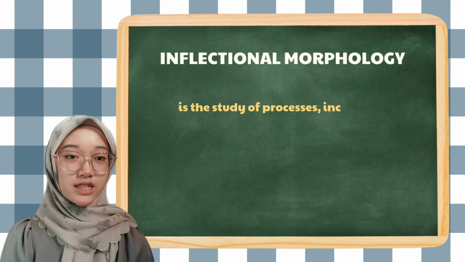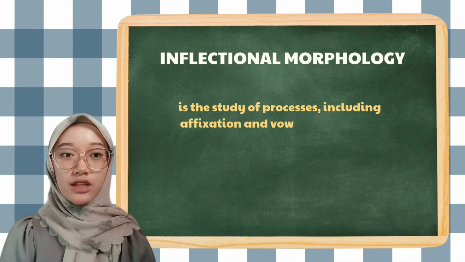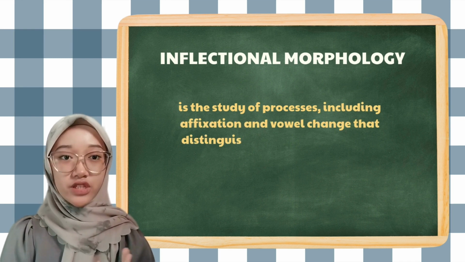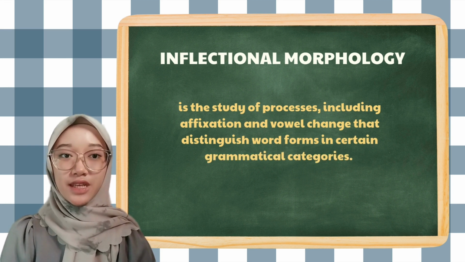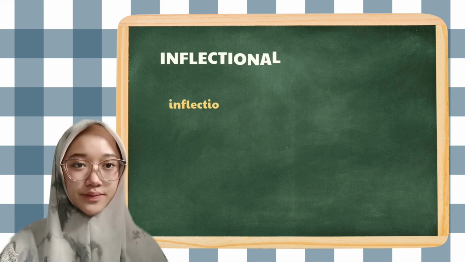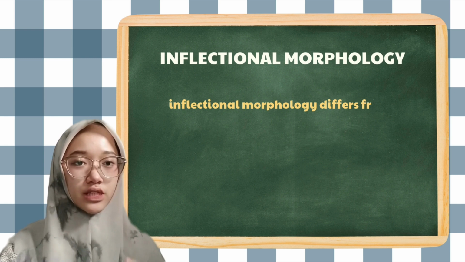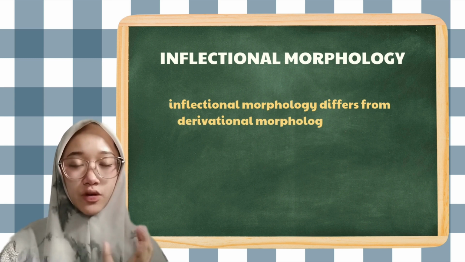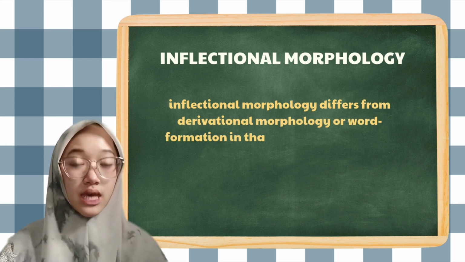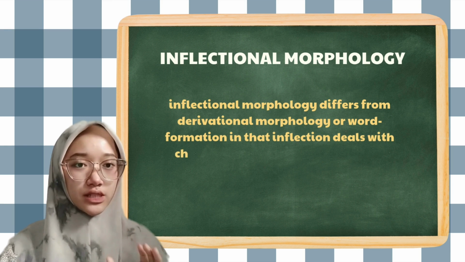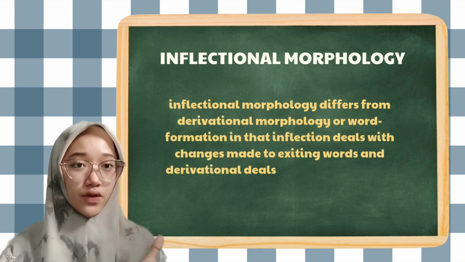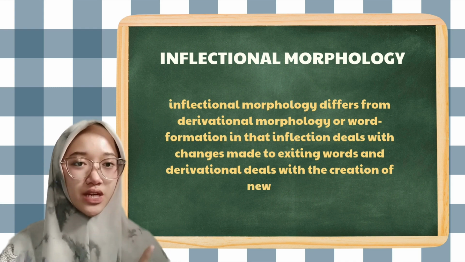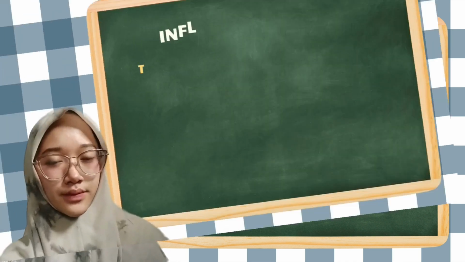Inflectional morphology is the study of processes, including affixation and vowel change, that distinguish word forms in certain grammatical categories. Inflectional morphology differs from derivational morphology, or word formation, in that inflection deals with change made to an existing word, and derivation deals with the creation of new words.